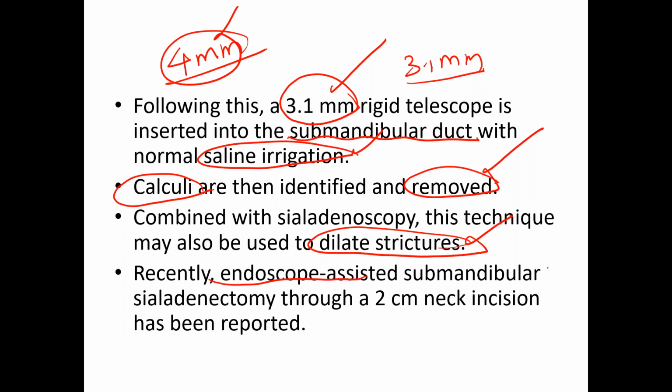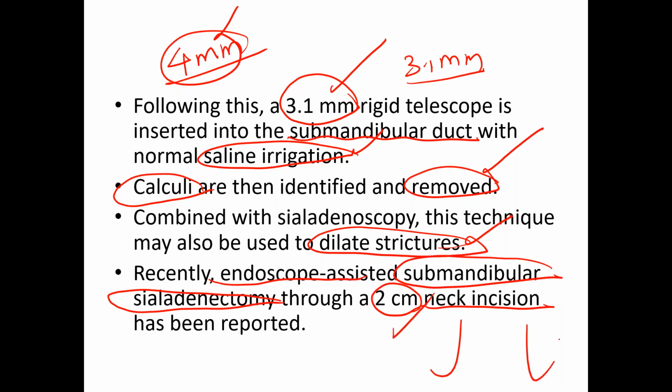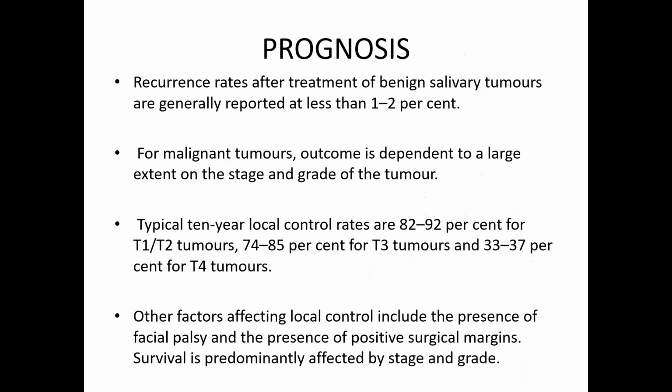Endoscope assisted submandibular sialadenectomy through a 2 cm neck incision has also been reported. So when you are going to do the submandibular gland dissection, you can use the endoscope also with a 2 cm neck incision.